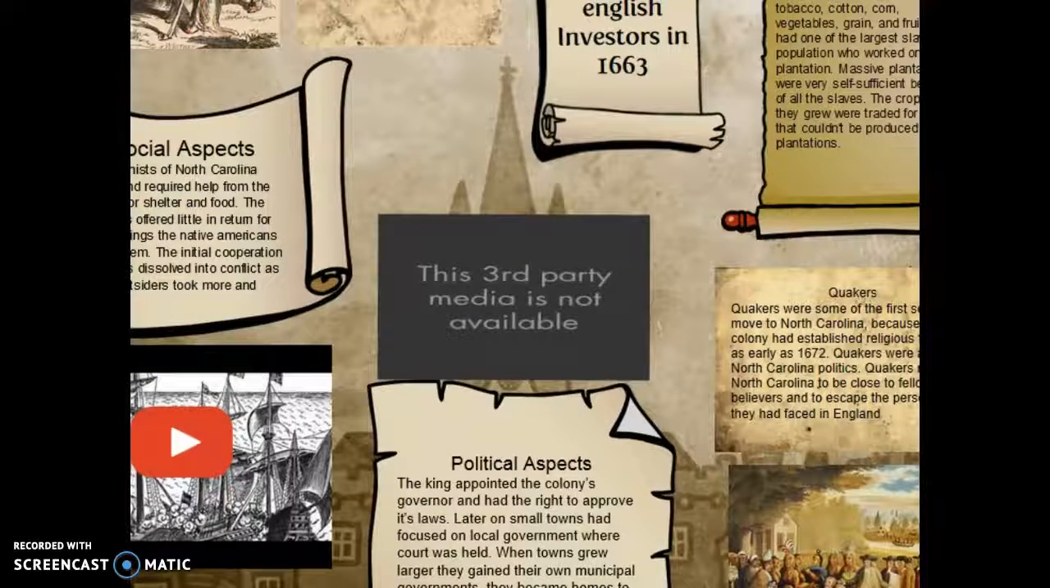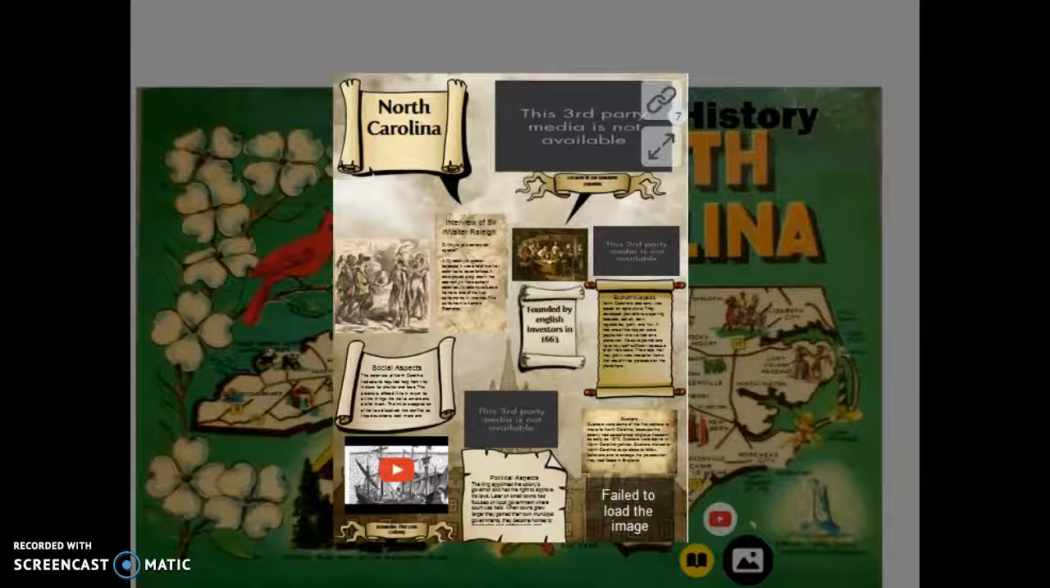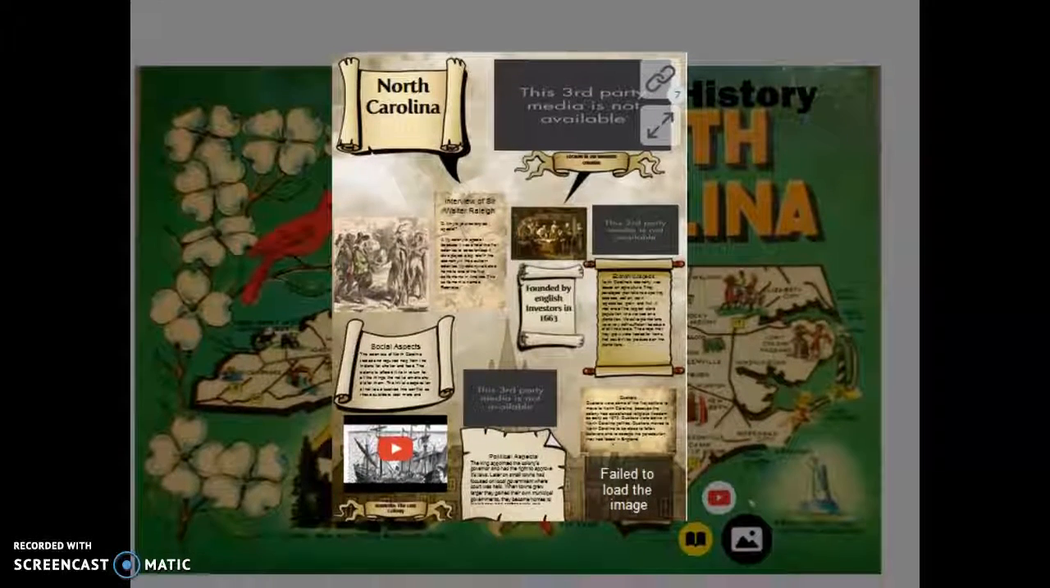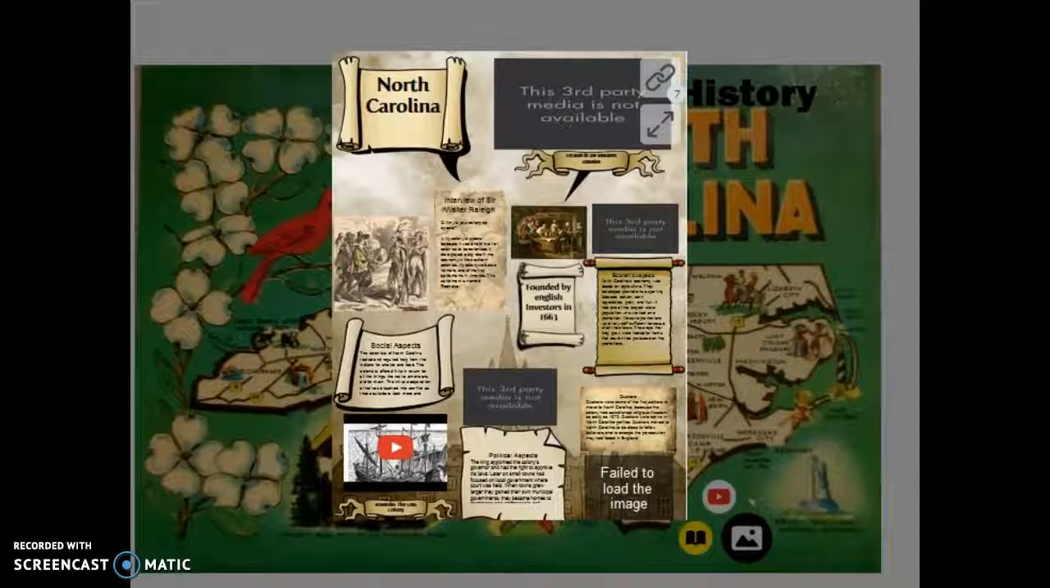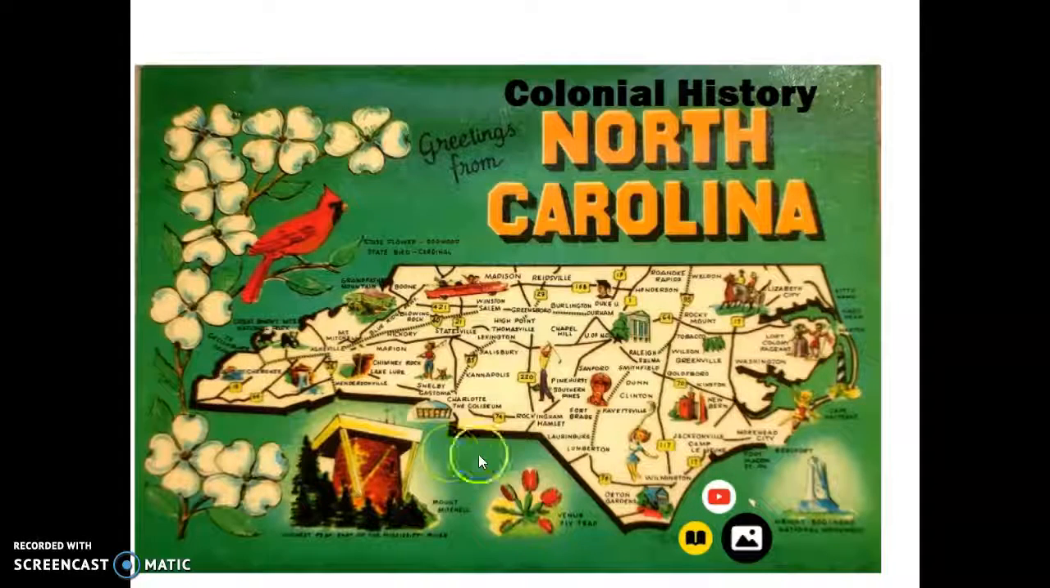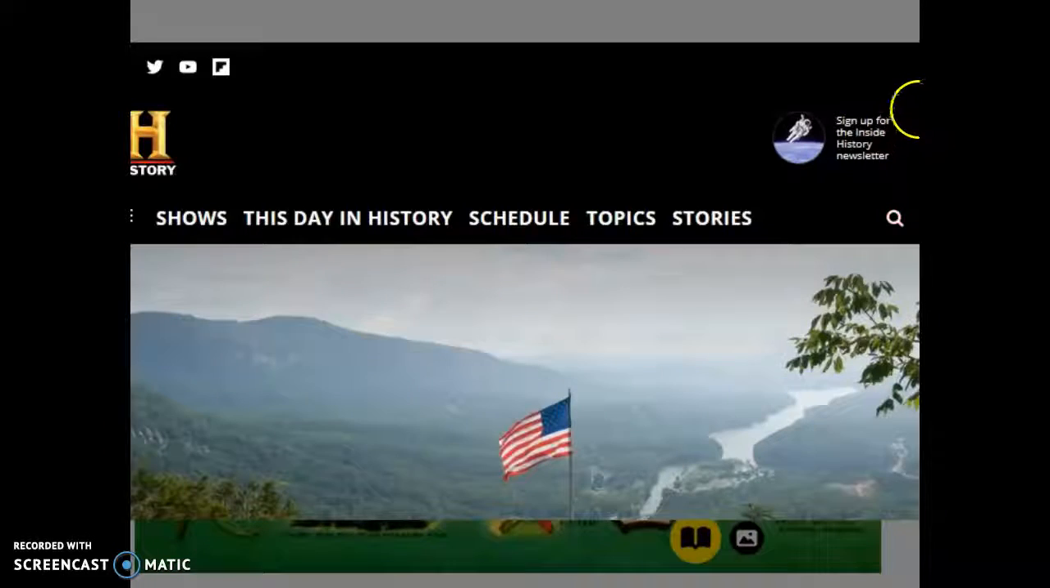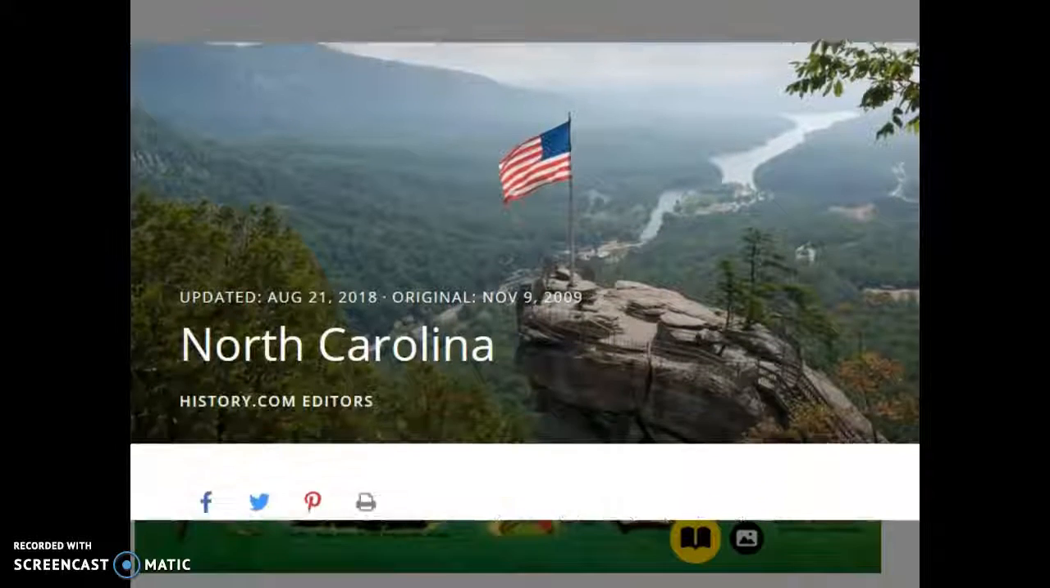So this image in specific, I think, provides a vast amount of information on multiple aspects of early colonial life in a very concise and entertaining manner, which is why I chose it as one of my resources. Then down here we have the article, which also provides a vast amount of information in a concise manner.